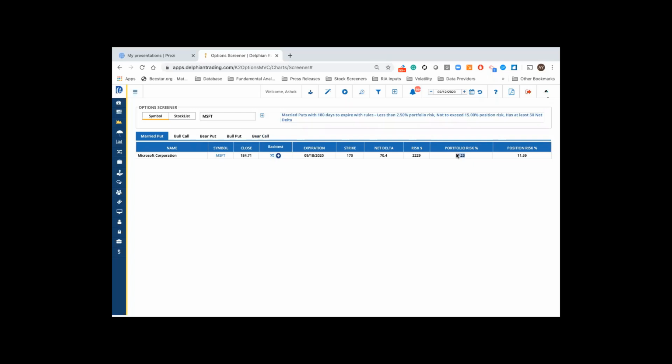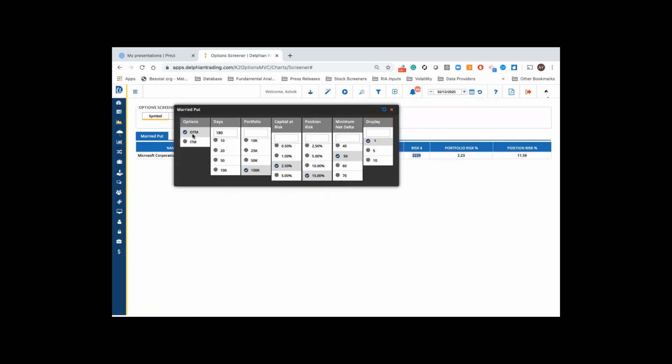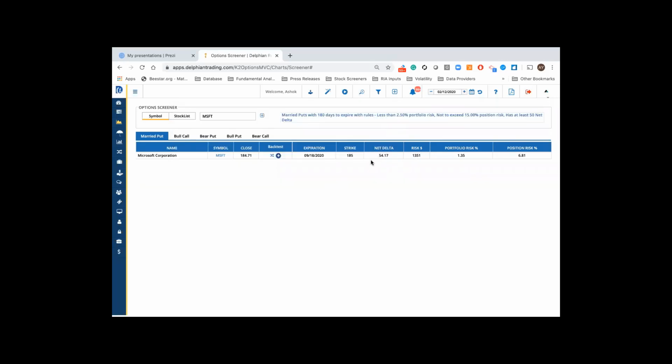Okay, the portfolio risk is raised actually. Yeah, net delta is out of the money. Okay, now let's modify a little bit. In the money, 180, and then display 5 chances. Okay, so here the stock costs us $184.71.